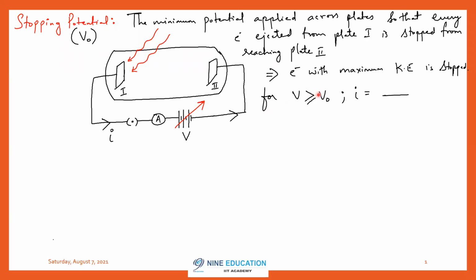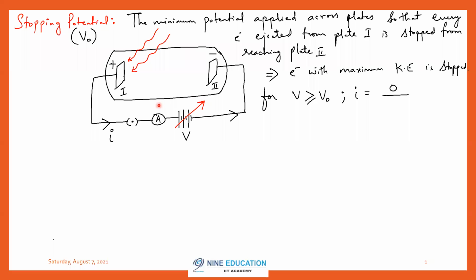Yes, 0. Correct. Because of the statement: the minimum potential applied across the plates so that every electron ejected from plate 1 is stopped. Every electron coming out of plate 1 is not reaching plate 2. When the electrons are not reaching plate 2, the current should be 0. So I is equal to 0 if the potential applied across the plates is greater than or equal to the stopping potential, and you need to know the polarity also. Plate 1 is maintained at higher potential, plate 2 at lower potential.